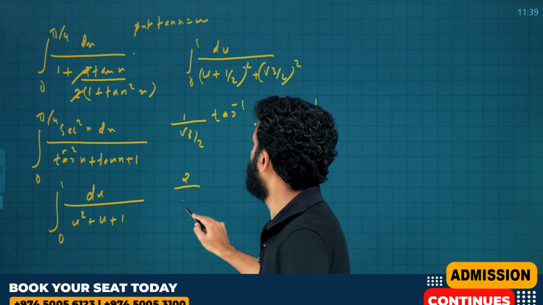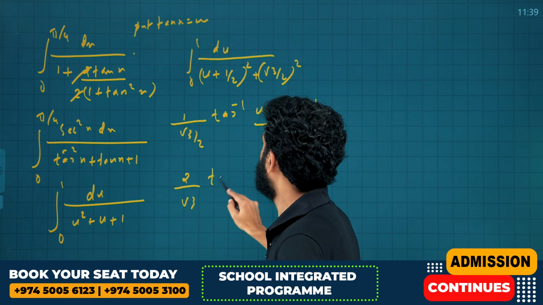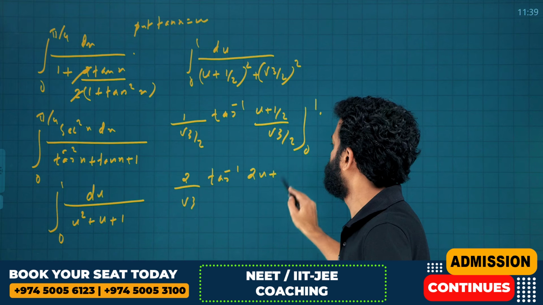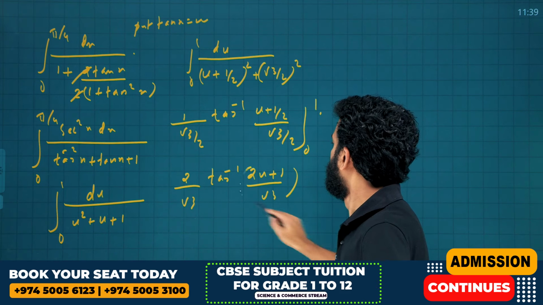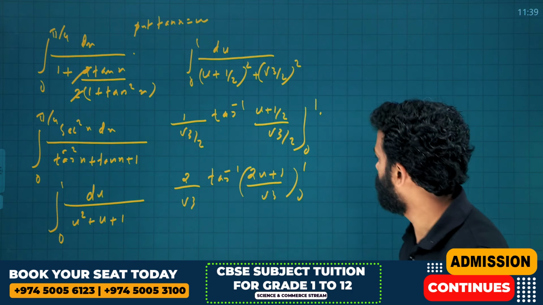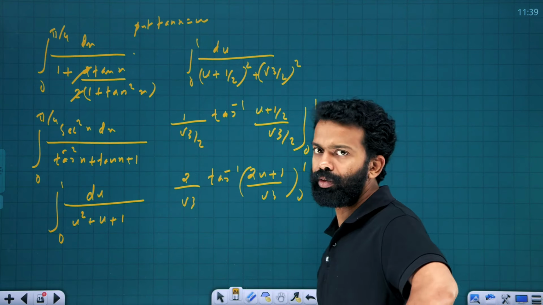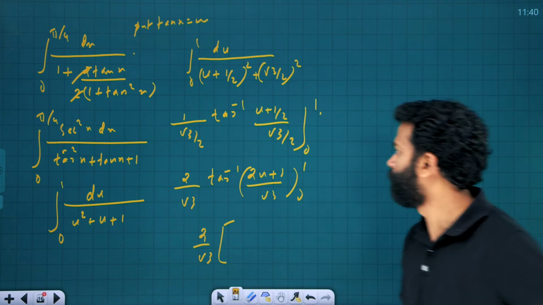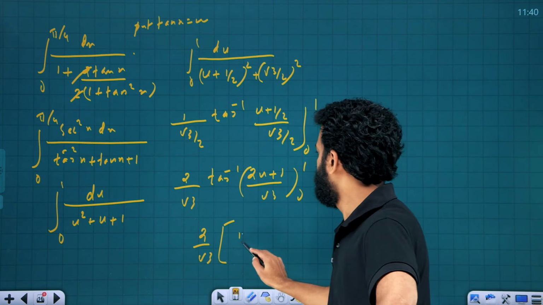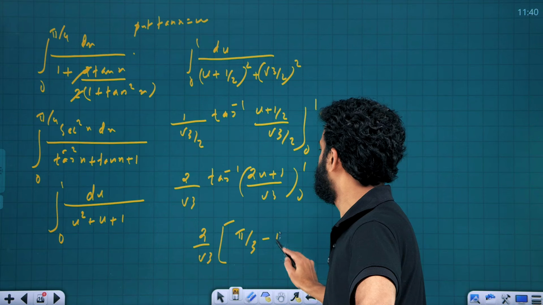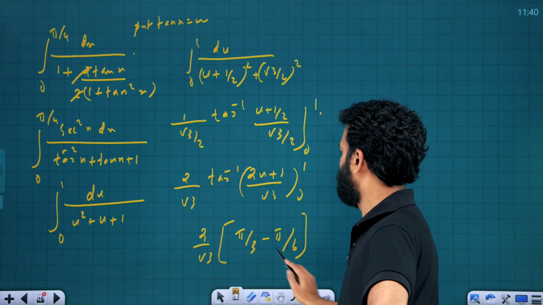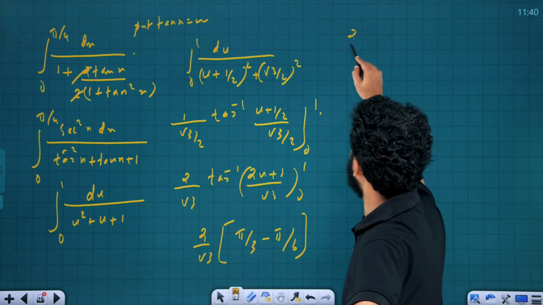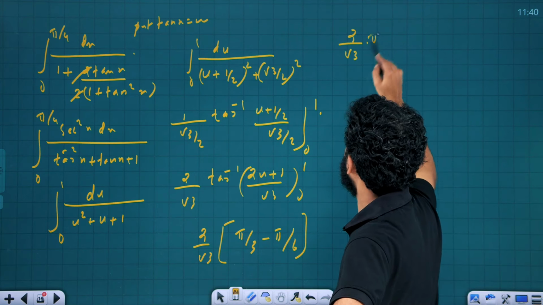That is 2 by root 3 into tan inverse of (2u plus 1) by root 3, over 0 to 1. If you substitute 1, what will you get? That is 3 by root 3, that is tan inverse root 3, right? That is 2 by root 3 into, what is tan inverse root 3? Pi by 3, that is pi by 3 minus pi by 6. If you substitute 0, it will be like this. Therefore, pi by 6, right? Therefore, 2 by root 3 into pi by 6.